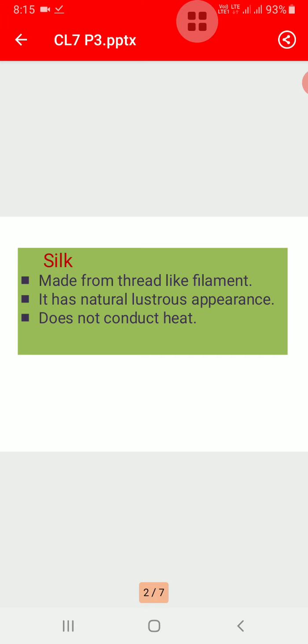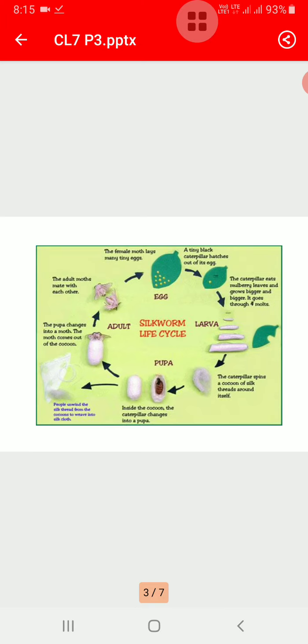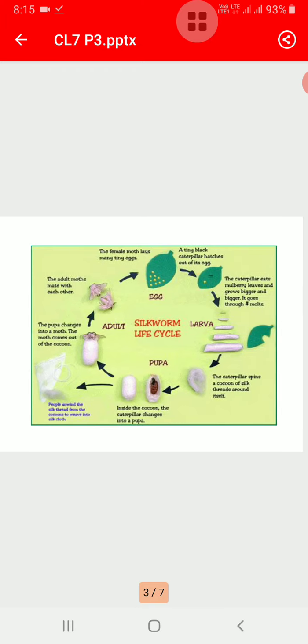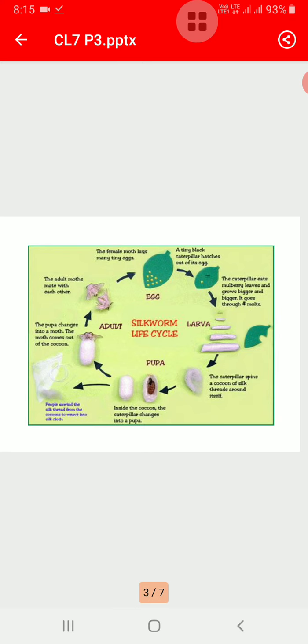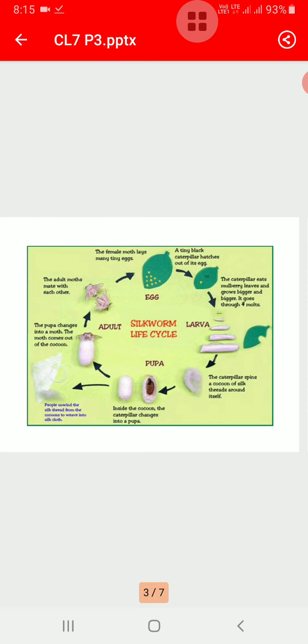Now, about the life cycle of the silk moth. The female silk moth lays eggs. When the eggs hatch, a tiny caterpillar crawls out. This is the silkworm or larva. The silkworm feeds on leaves and grows.